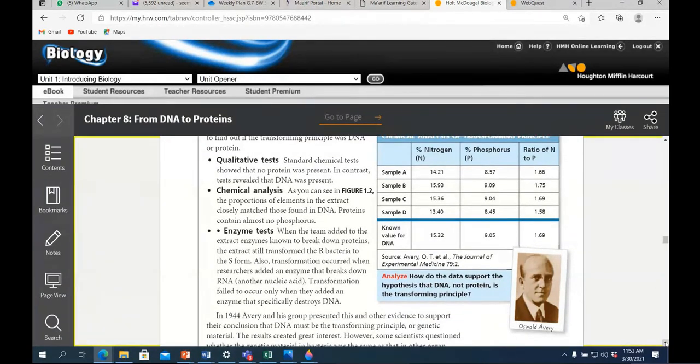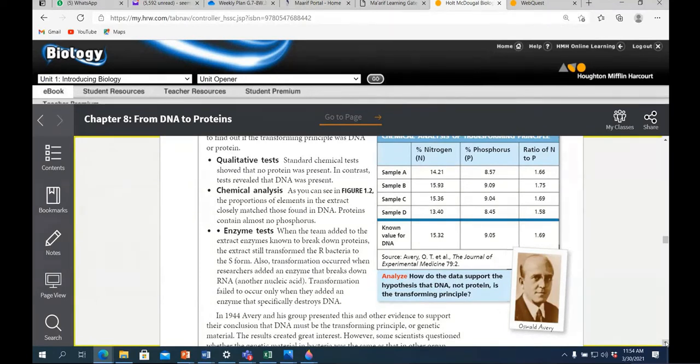This is the picture of Oswald Avery. He did many qualitative tests, which are standard chemical tests, which showed that no protein was present. In contrast, tests revealed that DNA was present. So he came to the conclusion that the material which caused the change was not a protein but genetic material, which is DNA. Then in the chemical analysis, you can see in this table, the proportions of elements in the extract closely match those found in DNA.